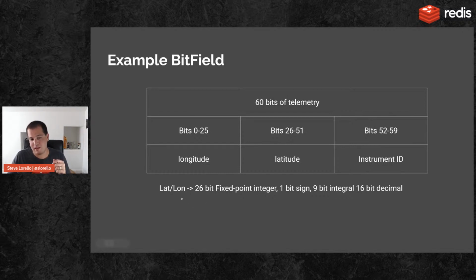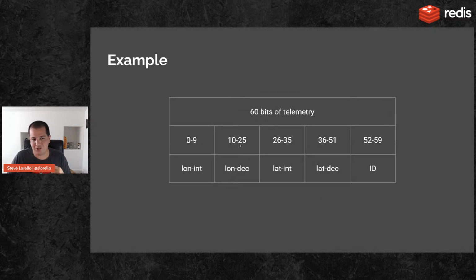And in this case, we're saying that a latitude and longitude are just 26-bit fixed point numbers. They have 1 bit of sign, 9 bits for the integer, 16 bits for the decimal, and that's it. So what this bitmap actually looks like, if we drill down into it even further: 0 to 9 is the longitude's int, 10 to 25 is the longitude's decimal, 26 to 35 is the latitude's int, 36 to 51 is the latitude's decimal, and then 52 to 59 are the ID.